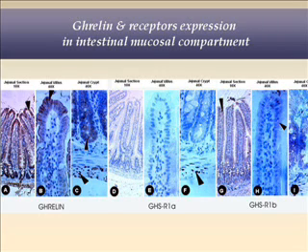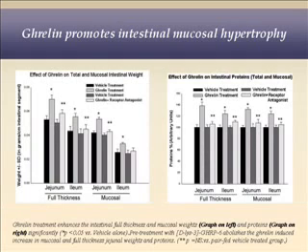Ghrelin is expressed in the villus compartment as well as in the crypt depth. On the contrary, growth hormone secretagogue receptor 1A is only expressed in the muscle layer. Growth hormone secretagogue receptor 1B, however, is globally present. But don't we know it is inactive.